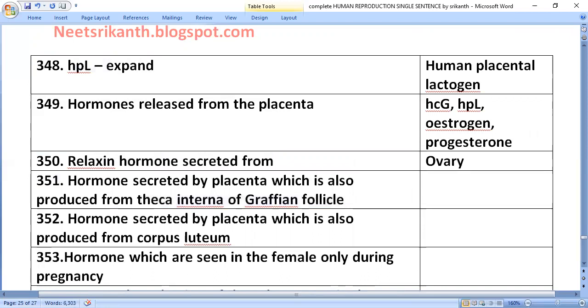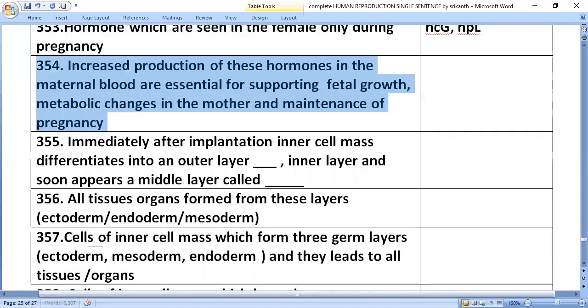Hormone secreted by the placenta, which is also produced from the theca interna of the Graafian follicle, that is estrogen. Hormone secreted by the placenta, which is also produced from the corpus luteum, that is progesterone. Hormones which are seen in the female only during pregnancy, that is human chorionic gonadotropin hormone and human placental lactogen hormone.